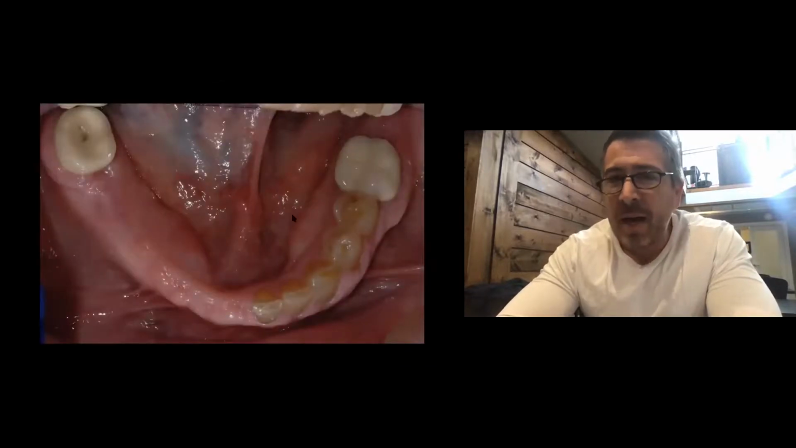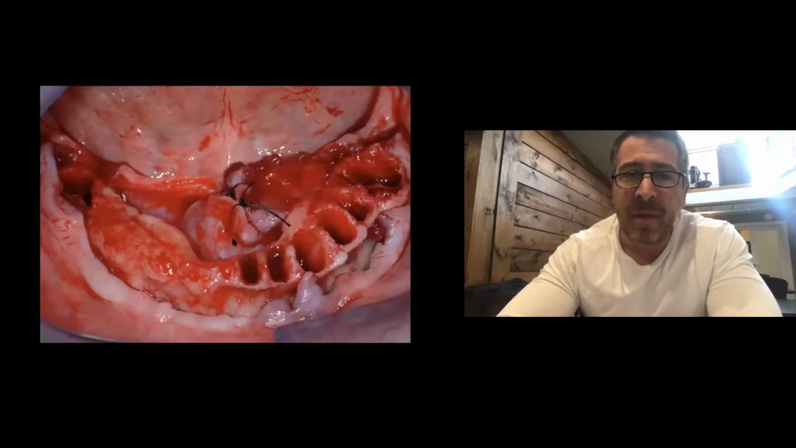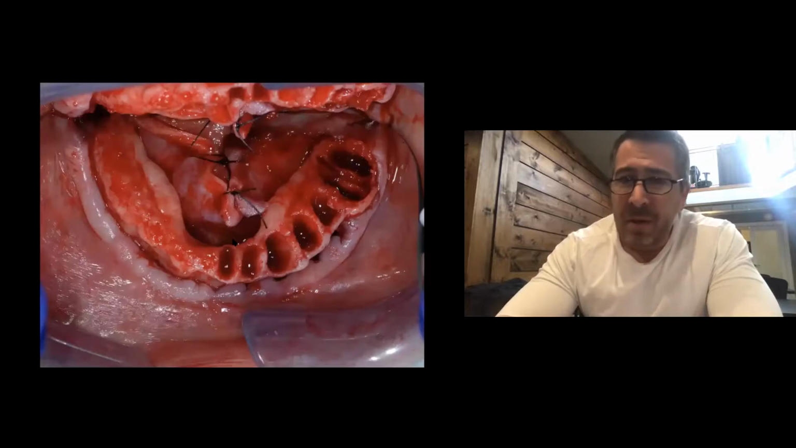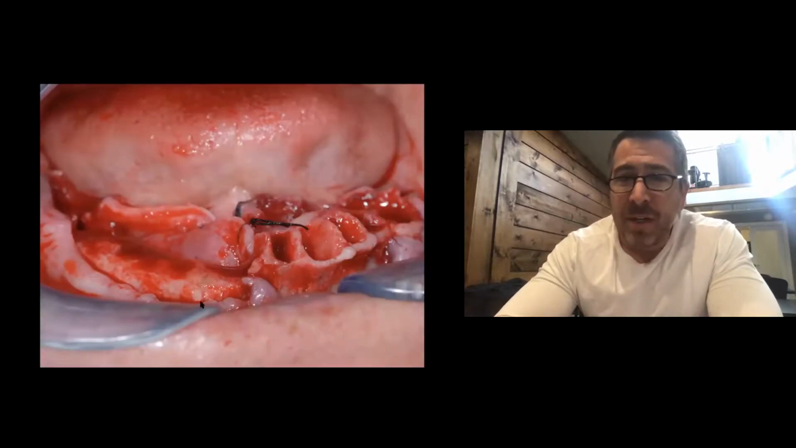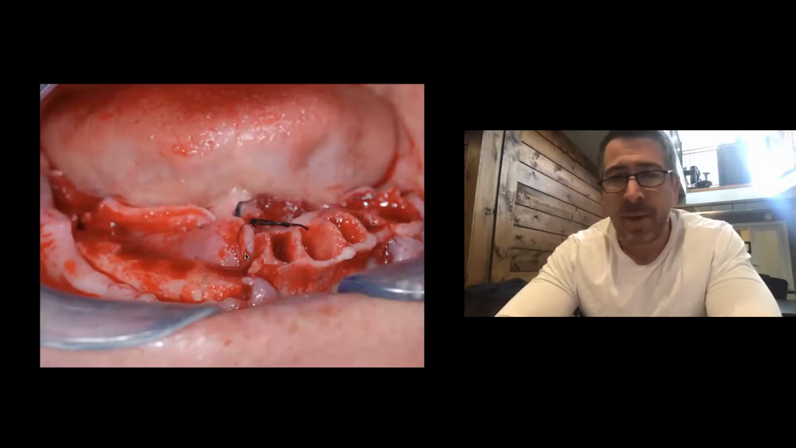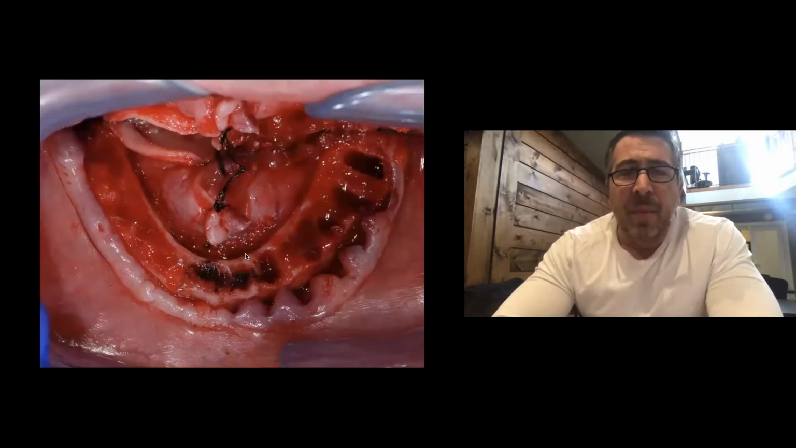She has tori, so I'm going to consider removing those tori at the time of implant placement. So we flap her. There's the tori. We do our ridge reduction. You can see how we've done our reduction for our calculated space requirements. I'm not going to cover that today. I just want you to understand the concept. And we remove our tori.